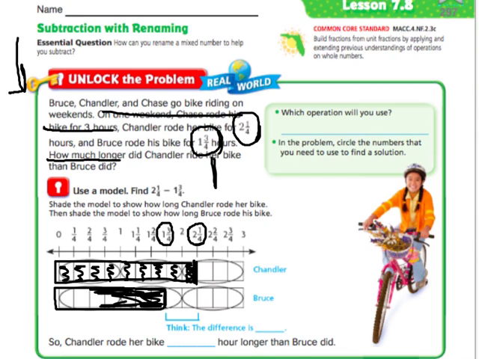And just like when we learned our last subtraction models, the way to see how much further Chandler rode than Bruce is to look at these spots that are empty and see how many that is. We're counting in fourths, so we've got 1/4, 2/4. So the difference is 2/4. Chandler rode her bike 2/4 hour longer than Bruce did. And if you want to get technical, you can simplify this fraction into 1/2 by writing it in its simplest form. So that's how to subtract using a model.